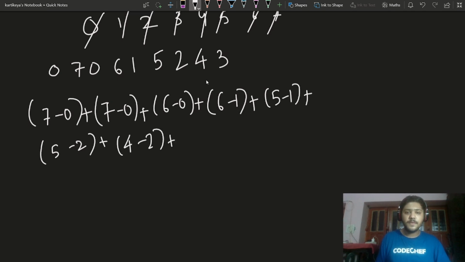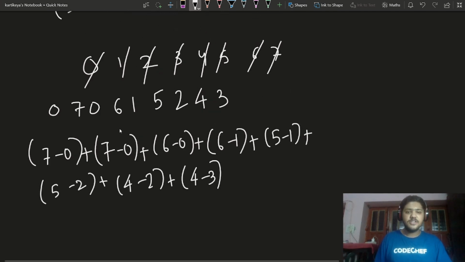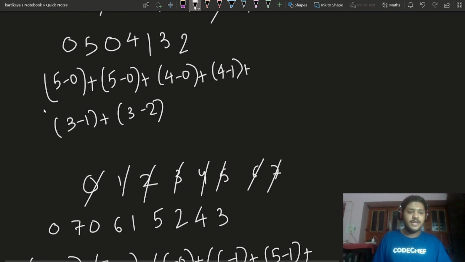and then it is 4 minus 3 because we moved from 4 to 3. Okay, so this is the expression we would have for n equal to 7. Now let's generalize the formula. Now let's write an expression for n equal to 5 here.